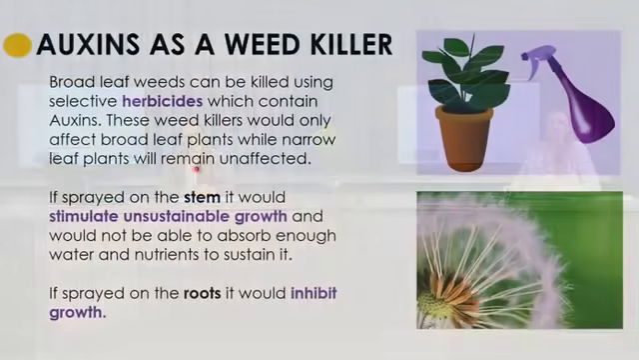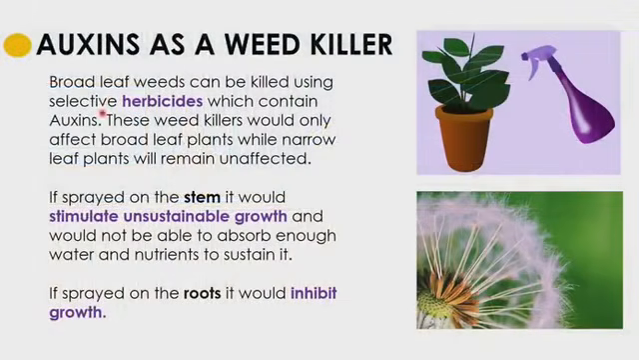Okay, so let's quickly look at the other two hormones that we touch on briefly. But firstly, auxins can also be used as weed killers. That's one of their applications that you might not be aware of, but they can be used to kill broadleaf weeds. They don't really affect your smaller or narrow leaf plants like your grasses. So if you have a lawn that you want to keep tidy, you might spray some auxin weed killer on it.